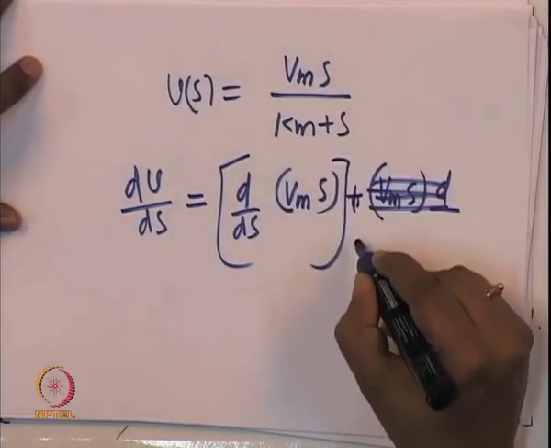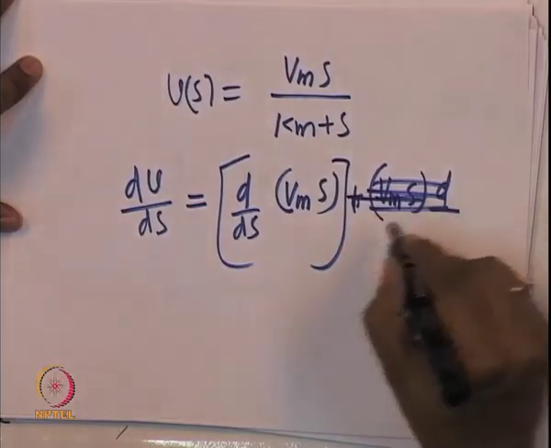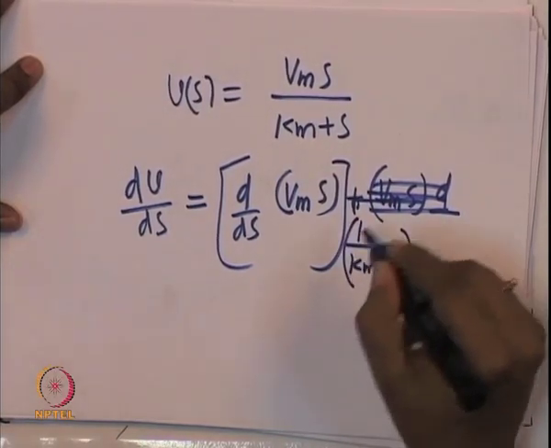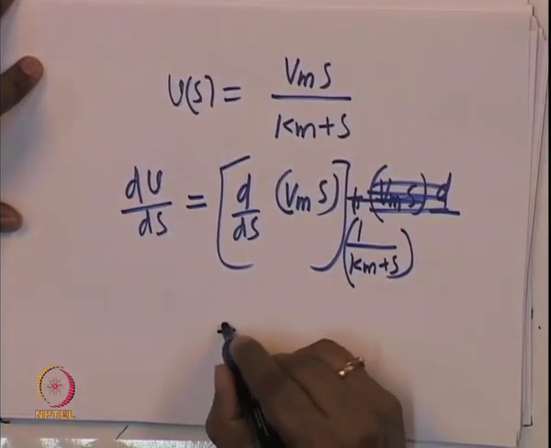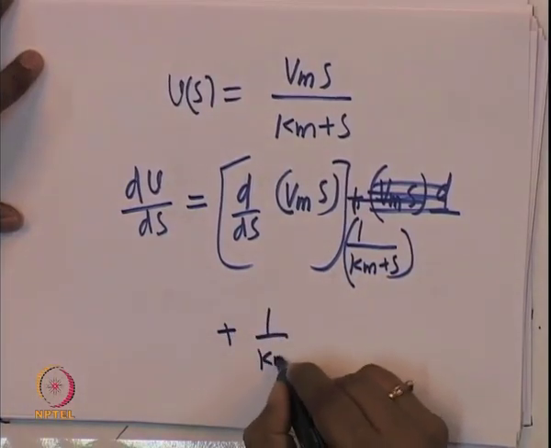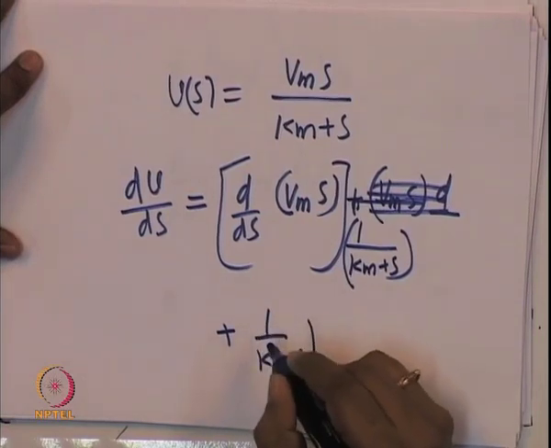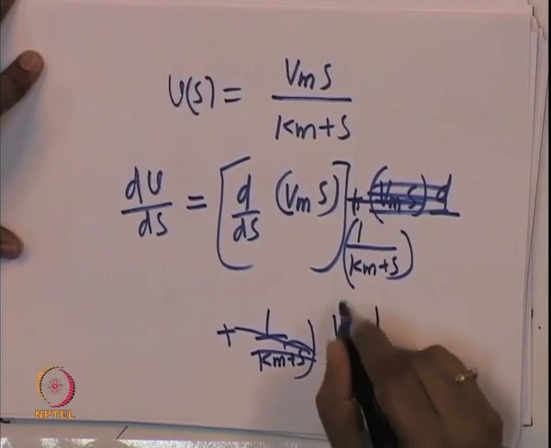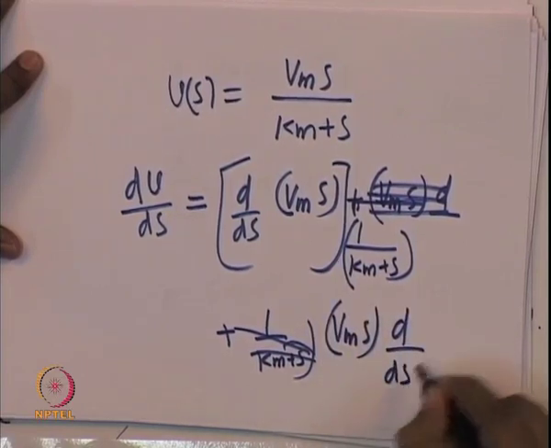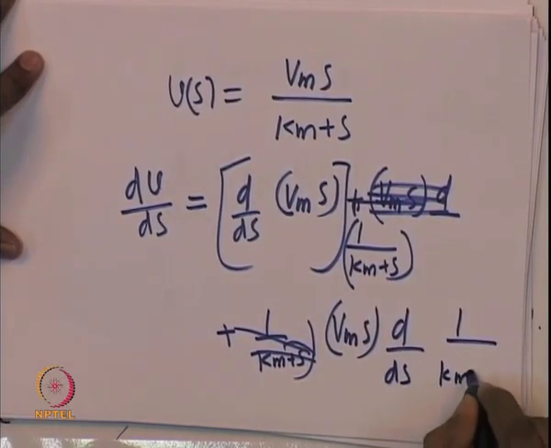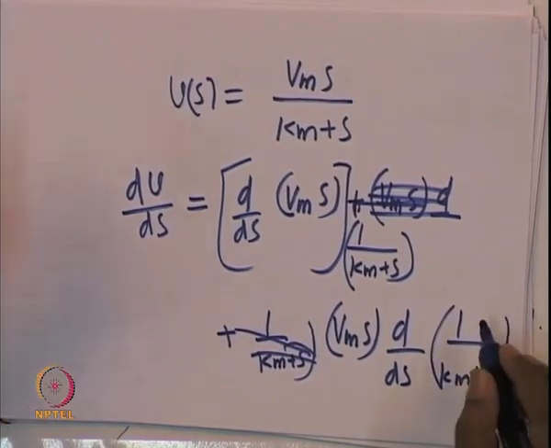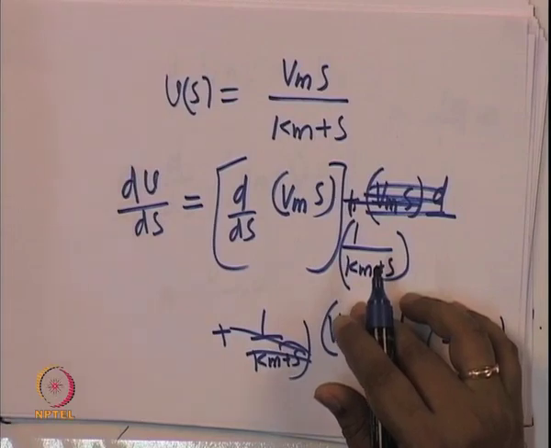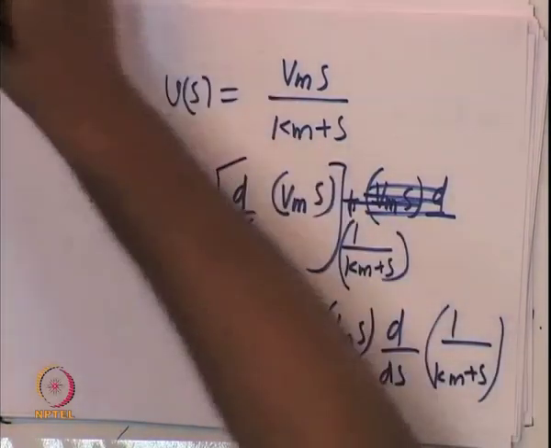So, you have to find the derivative of the numerator, multiply this with 1 by Km plus S, then we have to multiply VmS into the derivative of 1 by Km plus S. This is what you have to do. So, let me write this a little more carefully. So, what we have, this is the u by v rule.